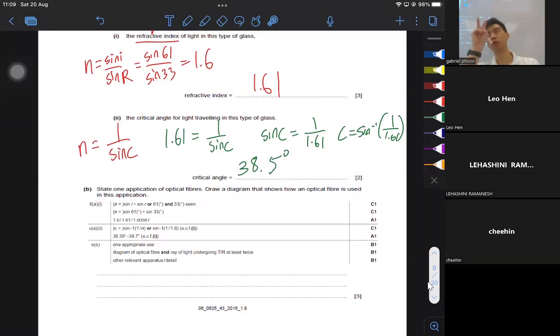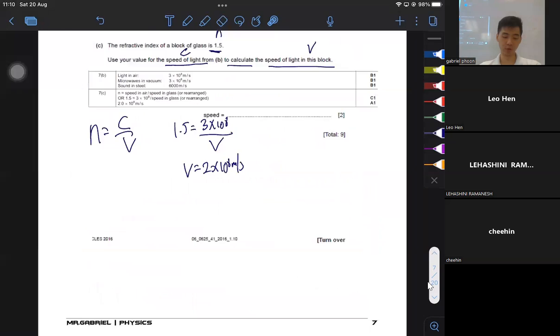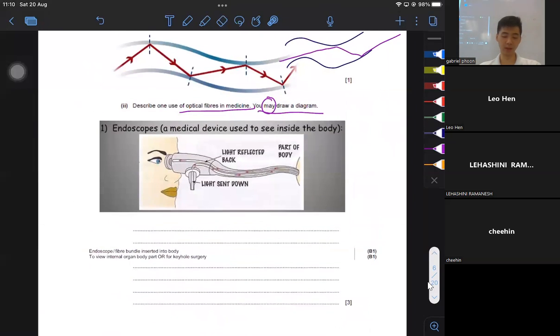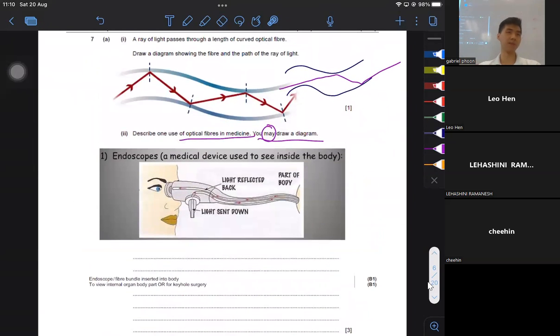You could have drawn either number one, the endoscope, which is yet again the one that is shoved down your throat to view your internal organs, or number two, optical fibers, which connect the internet to your computer. But ultimately, if you drew the same Pac-Man story all over again, and you wrote down that endoscopes are used to view internal organs for keyhole surgeries, you would have gotten your mark as well, guys.